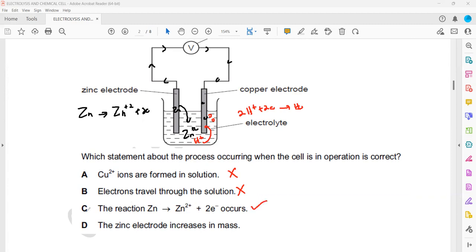That's true. Because zinc is more reactive, it will have a greater tendency to lose electrons. So zinc atom turns into zinc ion. The zinc electrode increases in mass. That is wrong, because when zinc atoms turn into zinc ions, what will happen to the mass of this electrode? The mass of this electrode will start to decrease. So it won't increase, it will decrease. That's why C is the right answer for this.